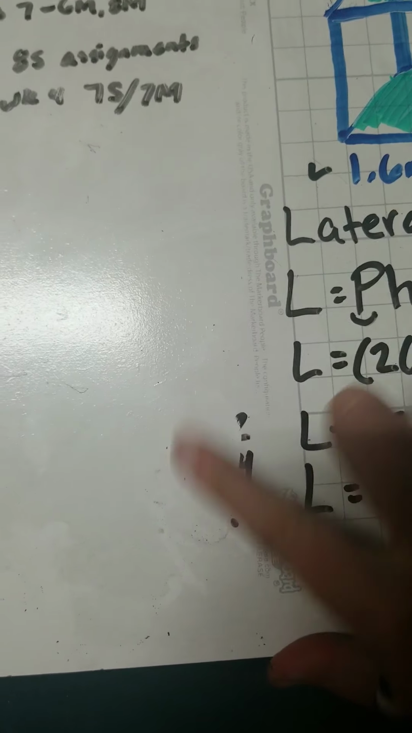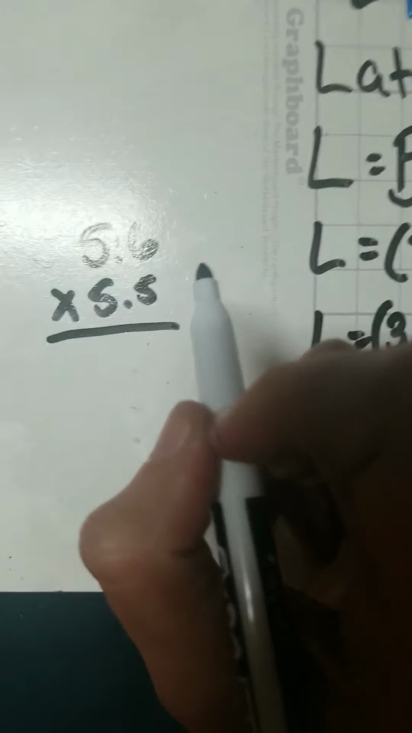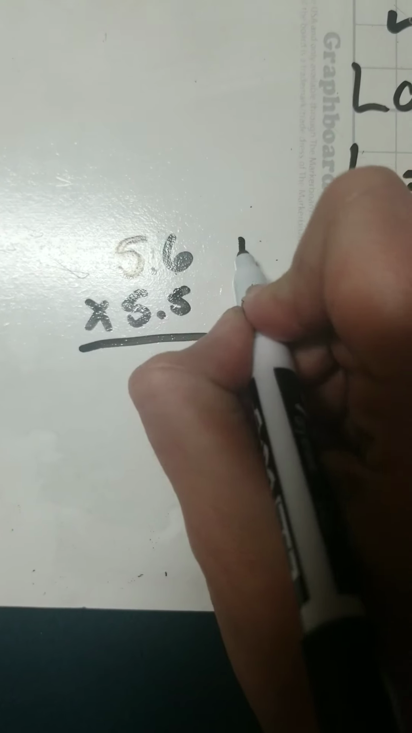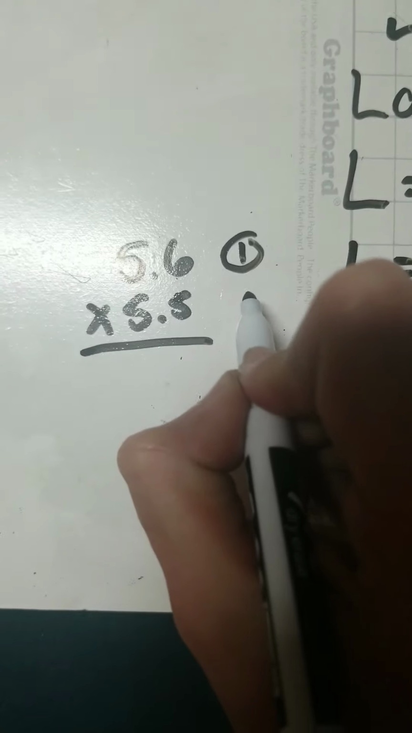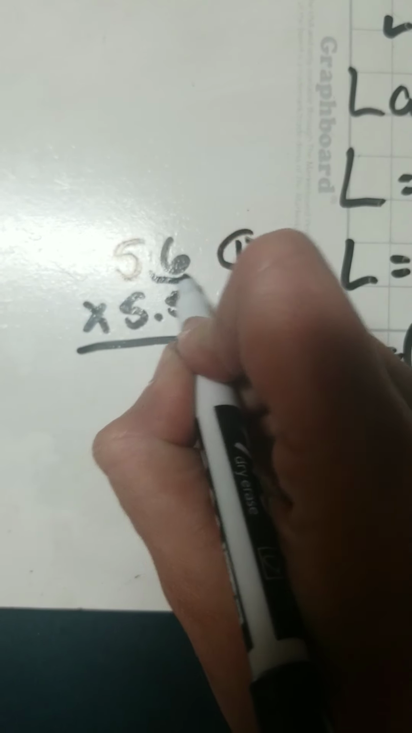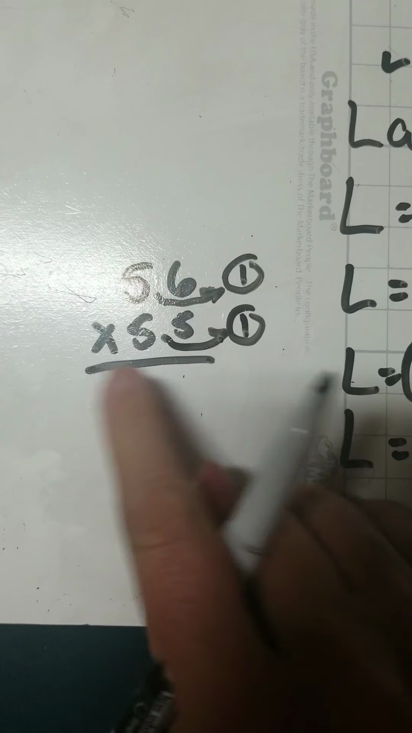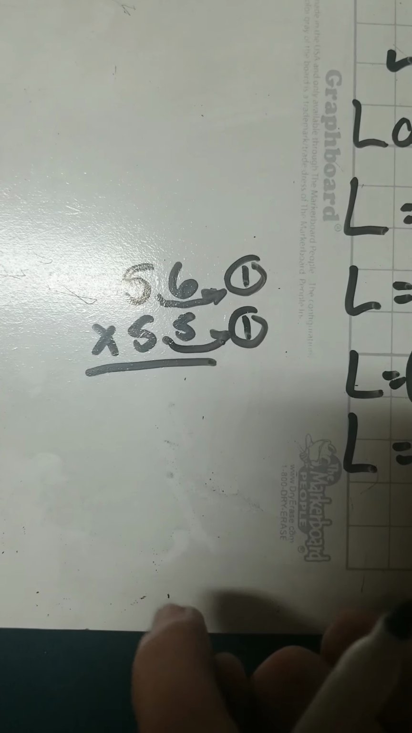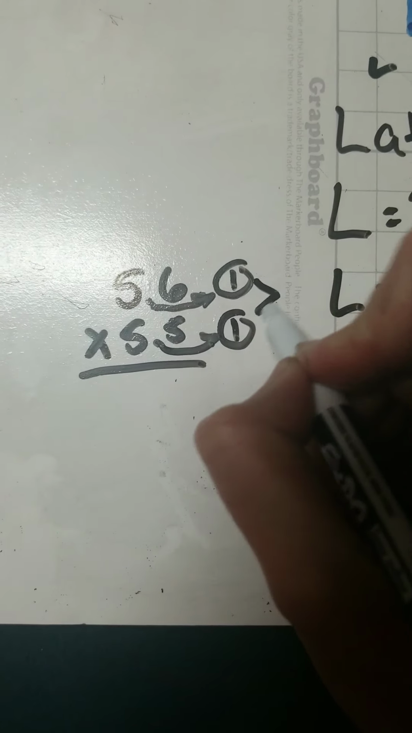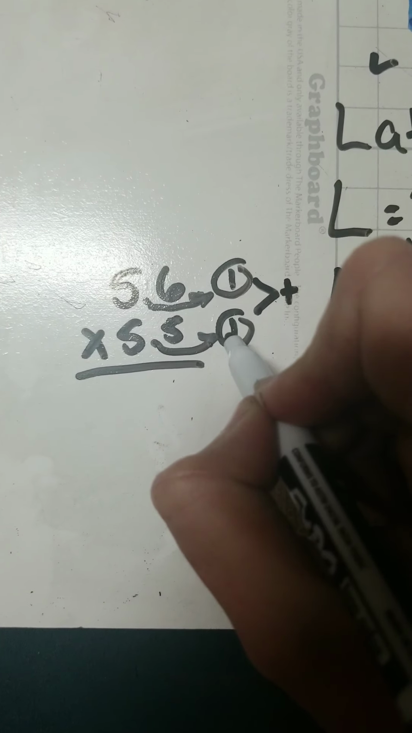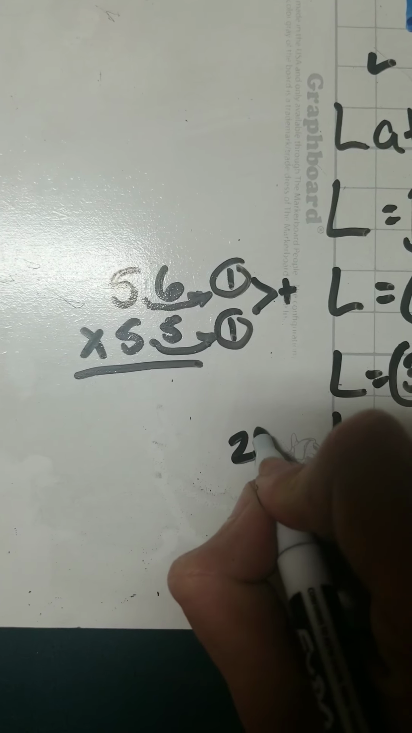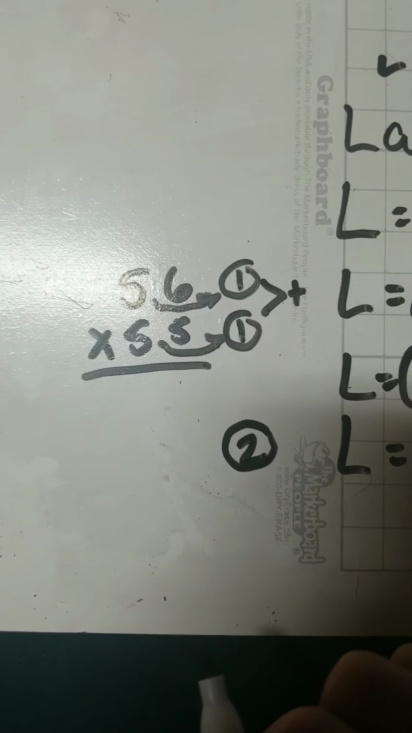So let me erase this. 5.6 times 5.5. I'm going to take out my decimals first. 5.6 has one decimal place, and 5.5 has one decimal place. So I'm making them escape. Now it's just 56 times 55, and I'll deal with those decimals at the end. I have a total of 2 decimals, one here and one here. So my answer has to have 2 because 1 plus 1 is 2.